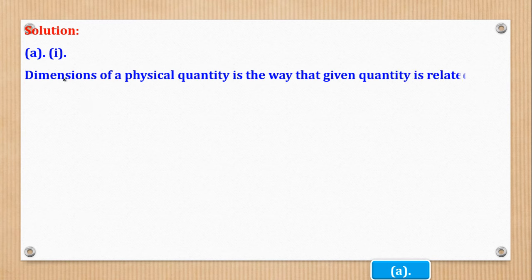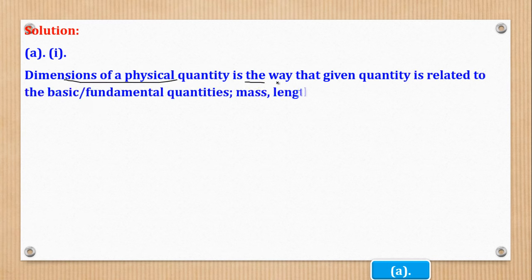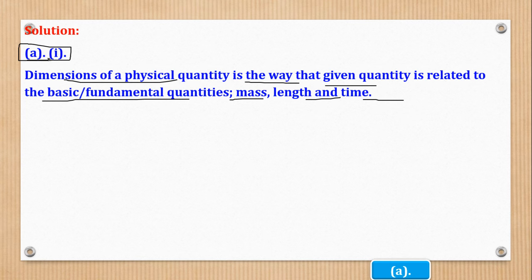So the dimensions of a physical quantity is the way that quantity is related to the basic quantities, which are mass, length, and time. So in A-level, you don't have to rewrite the question, you only write the solutions, but make sure your solutions are well identified. So that was Roman 1.